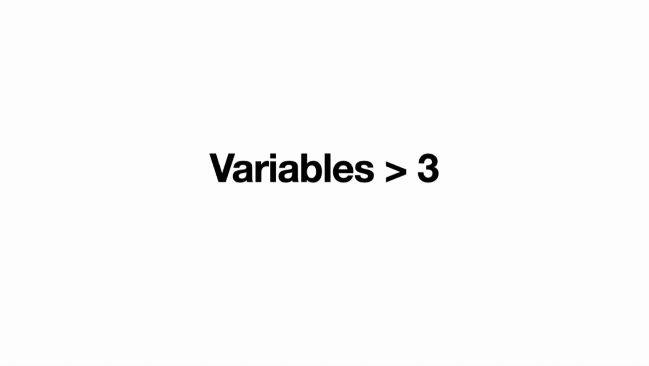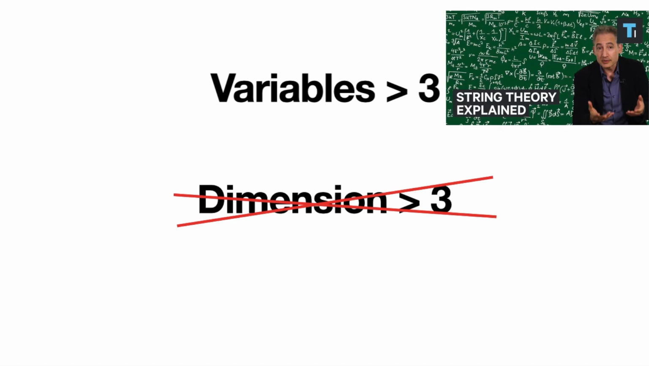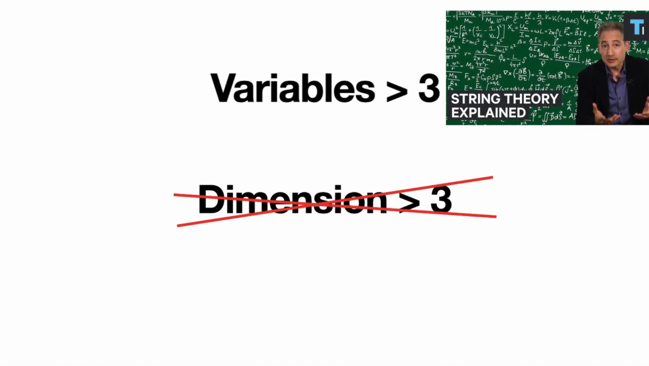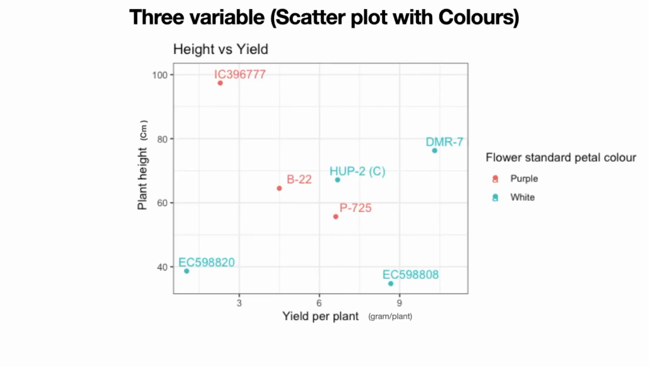What do we have to do? We won't have more than three dimensions practically. And don't think about this theory, it's there only in books. So what we can do is address this problem logically. We can add some additional identifiers in order to identify the different variables. And the additional identifiers work well with the categorical variables.